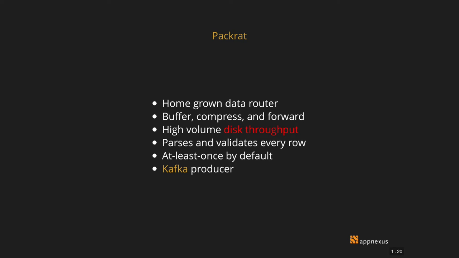But we do at-least-once delivery. So we try to drop something off, and if it fails, we log it to disk, and then we try to send it again forever until it succeeds, which means we can end up with duplicates, but we're okay with that because we don't want to lose any data. It also does high volume disk throughput to actually get this stuff into HDFS, and I'll cover how that works in a bit. And the last thing that PackRat does that's important is it's a Kafka producer, which is another component of the streaming architecture.